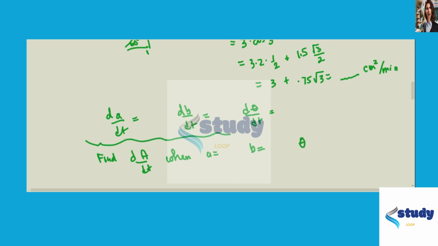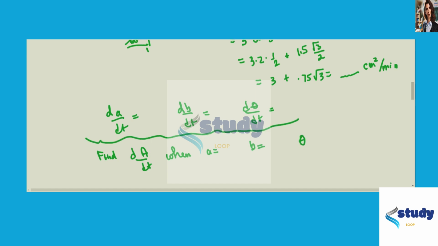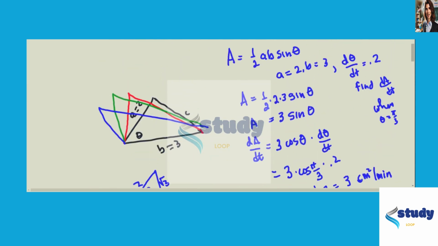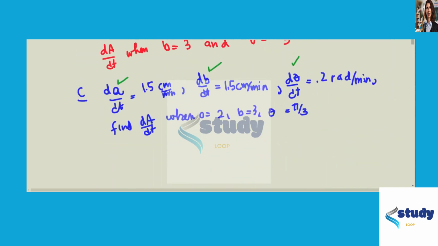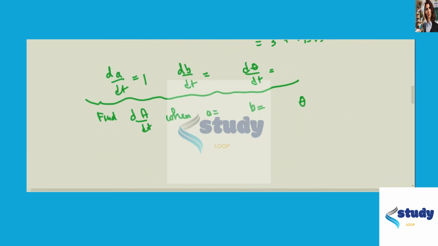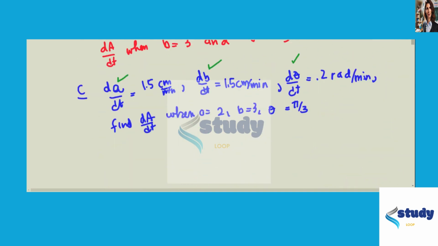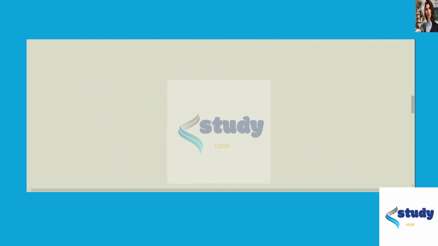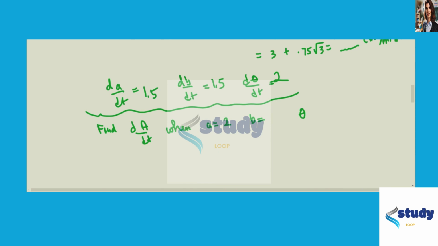Okay, remember, nothing below this line can go into the equation until after you take the derivative. So dA dt was 1.5, 1.5, 0.2. Okay, 1.5, 1.5, 2, and I bet this is 2, 3, and pi over 3. Okay, so big A is 1/2 AB sine theta.